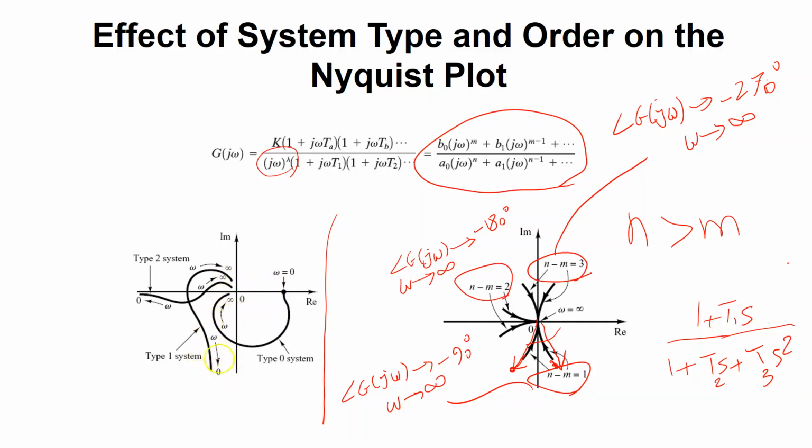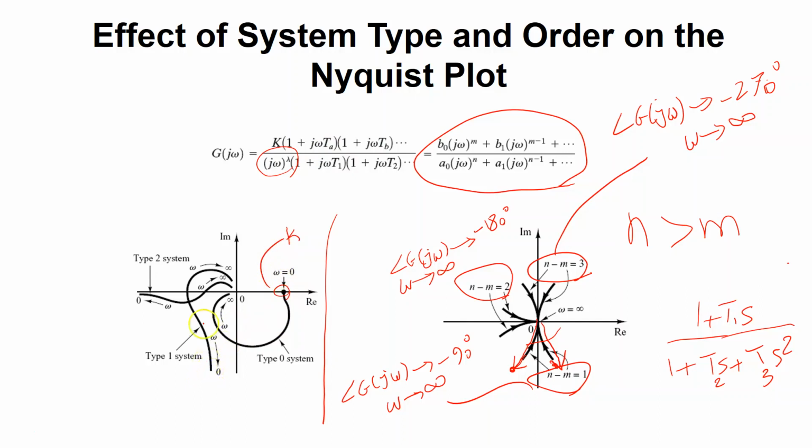But look at the other side of the curve. So this is a system type 0, where there is no s in the denominator. What happens when omega is 0? Just plug in a 0 here and assume that lambda is also 0, so there is no s. Then you're going to be down to k, right? So this value here is going to be k. And that is where omega is 0.